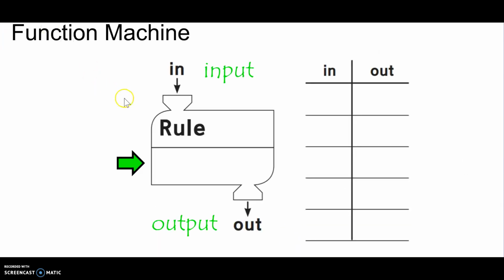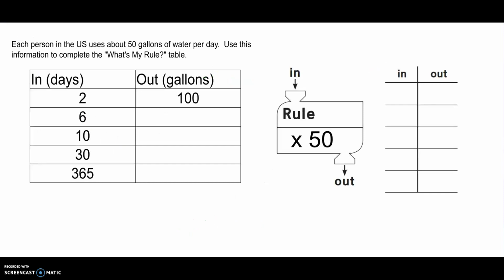Remember our function machines? A number goes in, that's called our input. And inside the machine, we follow a rule. Something happens to the number, and a number comes out, that's called our output. Let's see how this works with the math message we just did. So, in our math message story, the rule to get from the input to the output was multiply by 50.